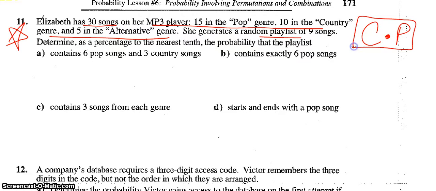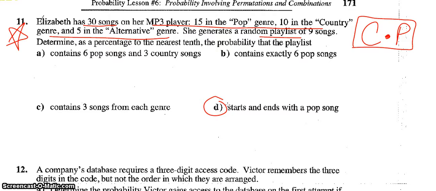That's the hardest question because you need to do it in 2 steps. First, you choose your collection of songs, and then for the same collection of songs, if you put them in a playlist in a different order, it will be considered a different playlist. So that's a P question. Okay, let's try D.